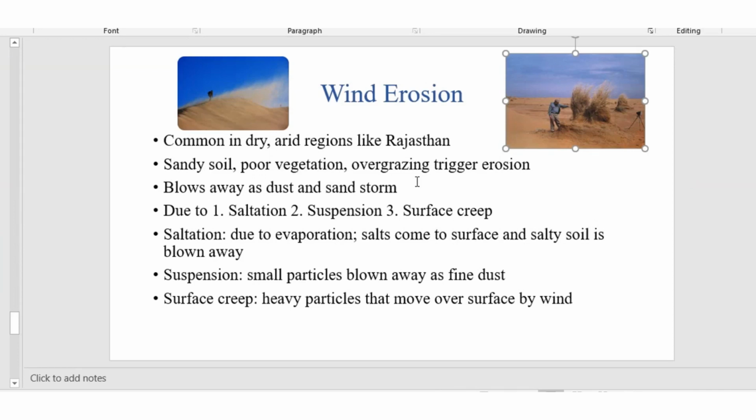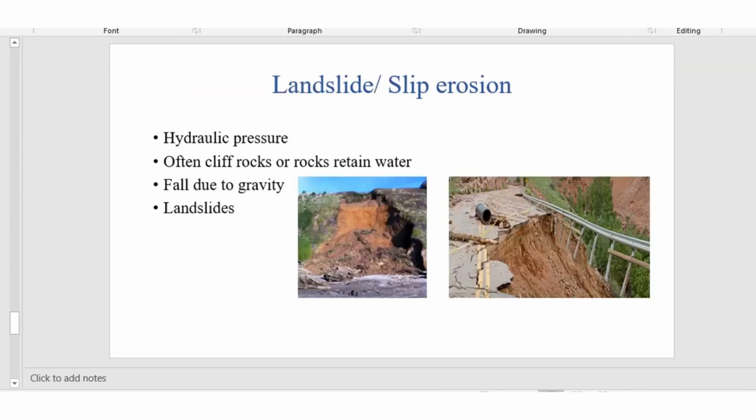The third agent responsible is basically landslide or slip erosion. Landslides or slip erosion often refer to the hydraulic pressure of heavy rains or heavy rainfalls. You can simply mention heavy rainfalls if you cannot memorize hydraulic pressure. Hydraulic pressure is because of water. So heavy rainfalls or hydraulic pressure cause cliffs of rock or these pieces of mountain to slide along. They fall off because of gravity.